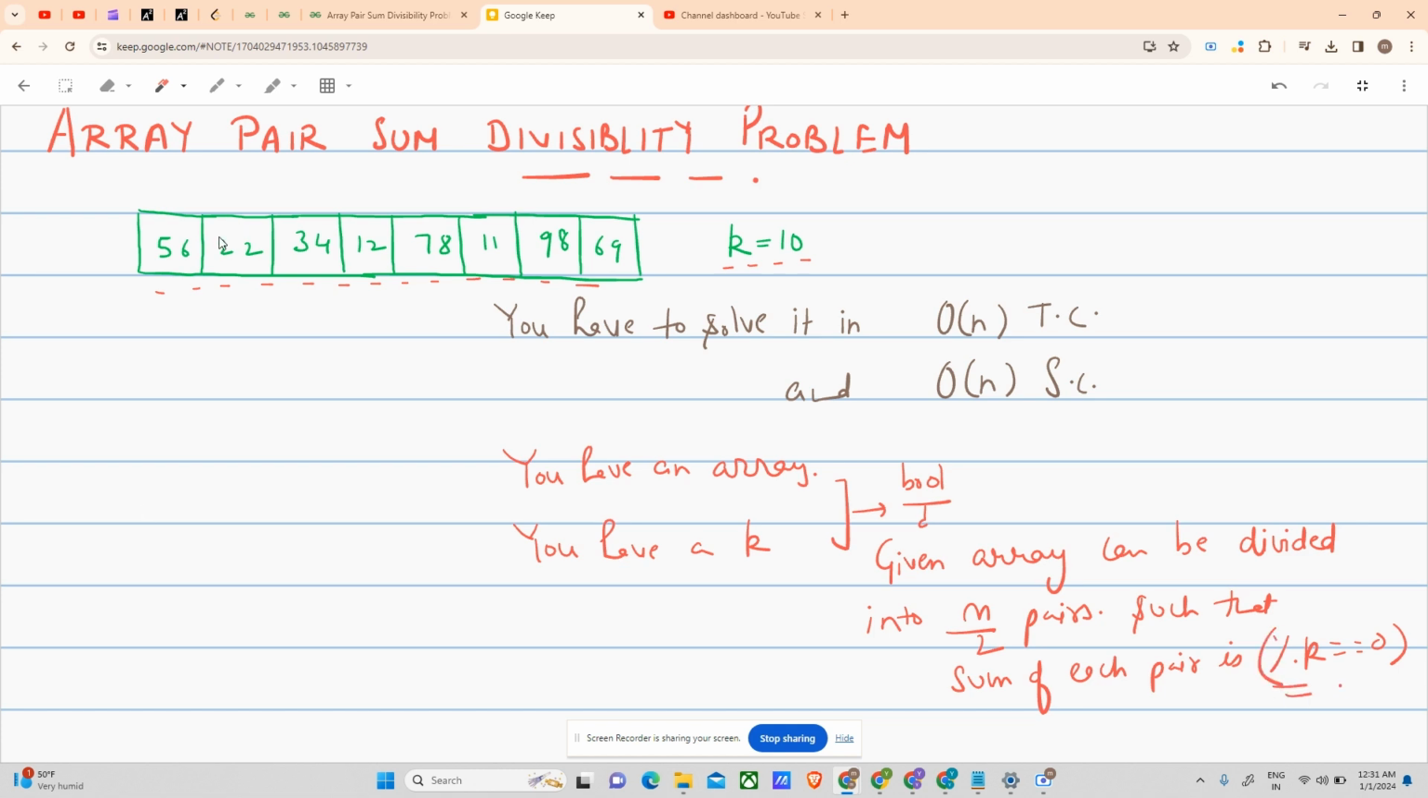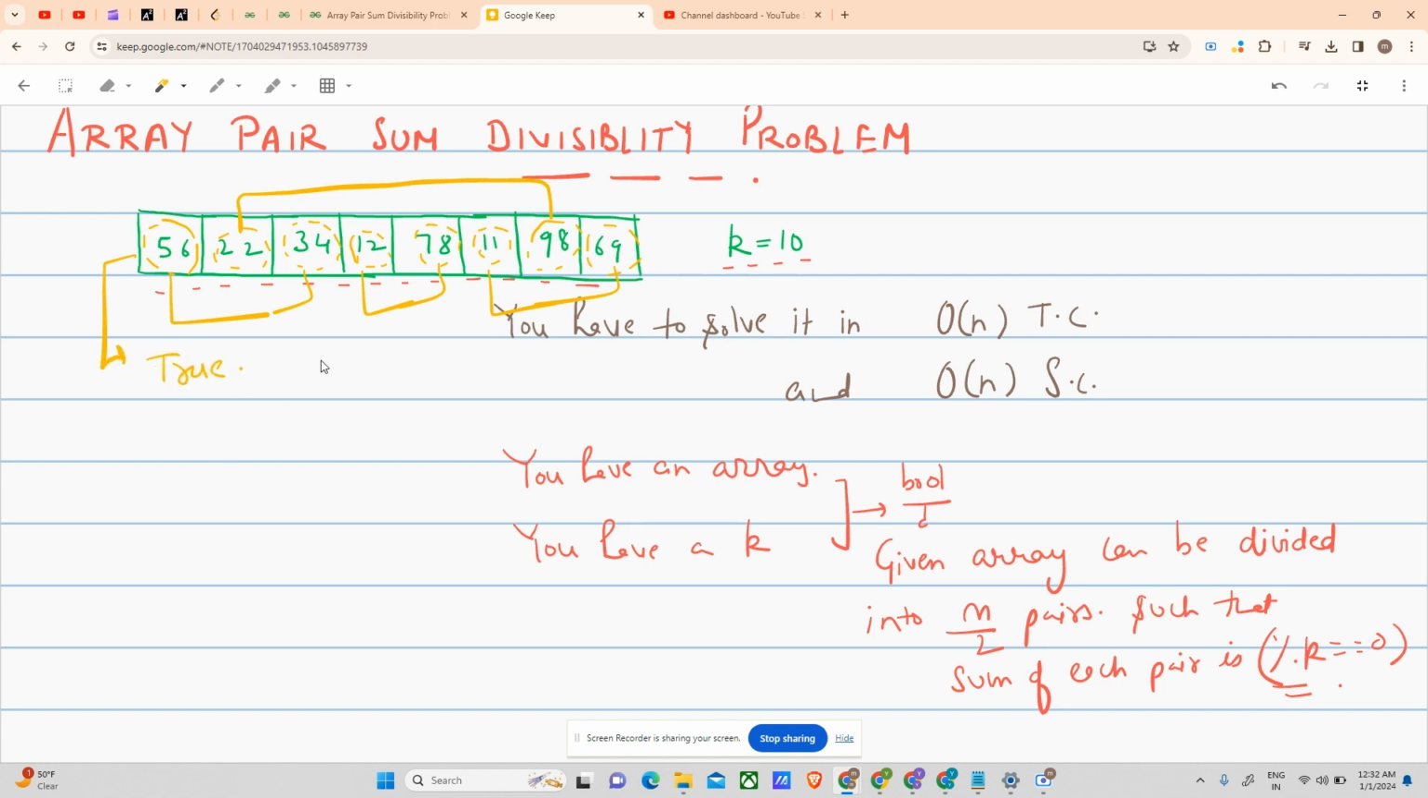So the problem is to divide the array into n by 2 pairs such that every pair sum is divisible by the given k value. If you look closely here, 56 if paired with 34 will be divisible by 10. Okay. 22 with 98 will be divisible by 10. You can check it on your own with the help of a calculator also. 12 with 78 will again be a pair, and similarly 11 with 69 will become another pair. So these are the pairings so that all the pairs are divisible by 10.